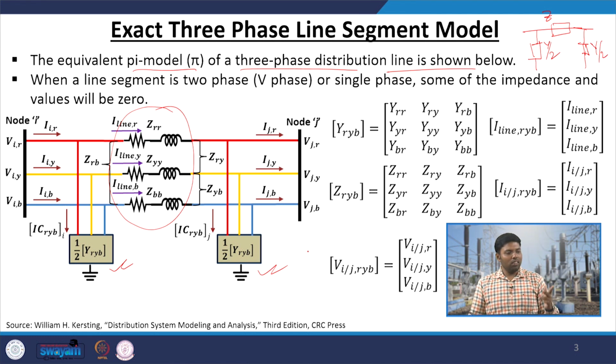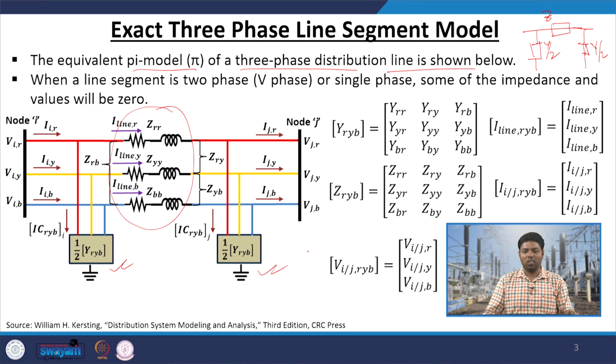Now, there is a difference between the transmission and the distribution network model. Generally, in the transmission model, we consider them to be a balanced system. That means we model them as a single phase model. But distribution networks are mostly unbalanced. Very few distribution networks are balanced.